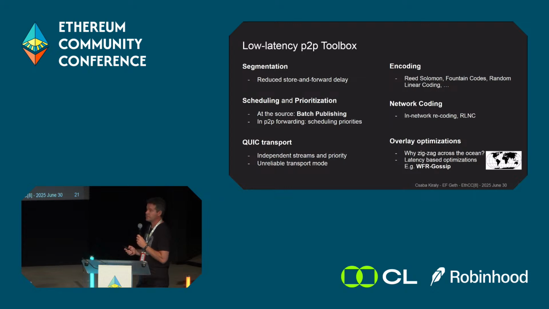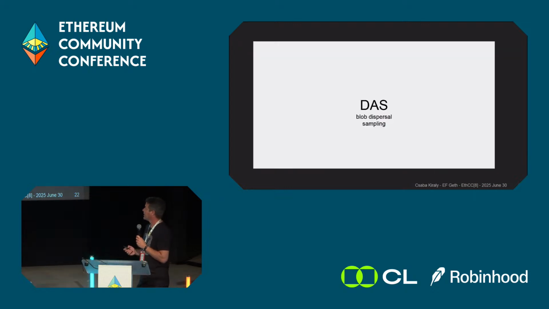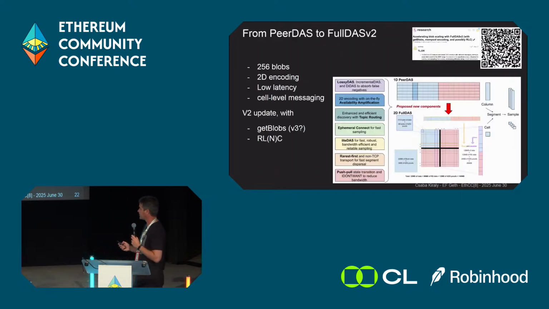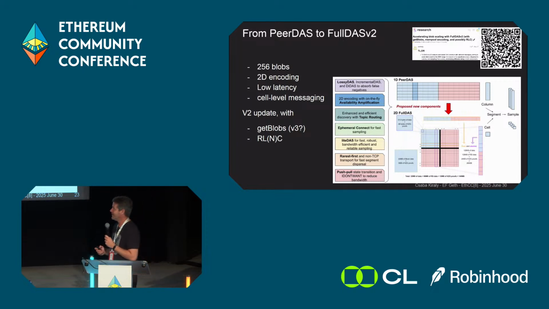OK, so now we move to the central block. We still have our blobs, right? So we have data availability, blob dispersal, and we have the sampling of data availability, which is DAS. Here, I'm not going too much into the details. We had a post on FullDAS, 2 years ago, I think now. Maybe, no, a year and a half. And FullDAS, so PeerDAS is what we are introducing now.